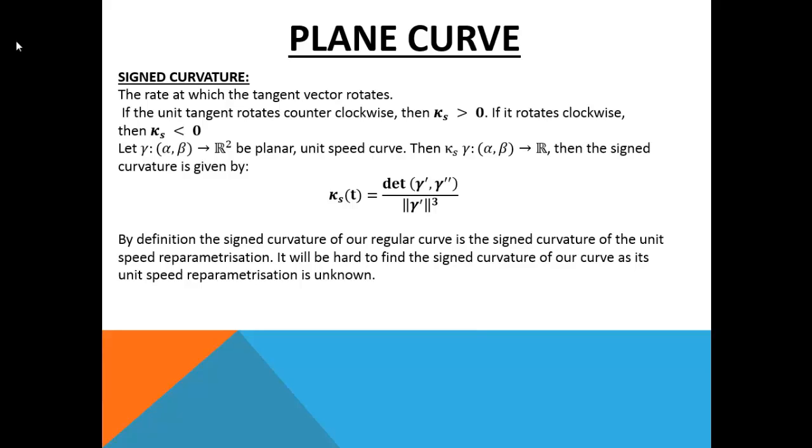We can find the sine curvature of a regular curve by first reparameterizing the curve to unit speed, and then finding the sine curvature using the formula given. However, for our curve, as mentioned earlier, it has an unknown unit speed reparameterization because of the elliptic integral. So it will be hard for us to find the sine curvature of our curve.